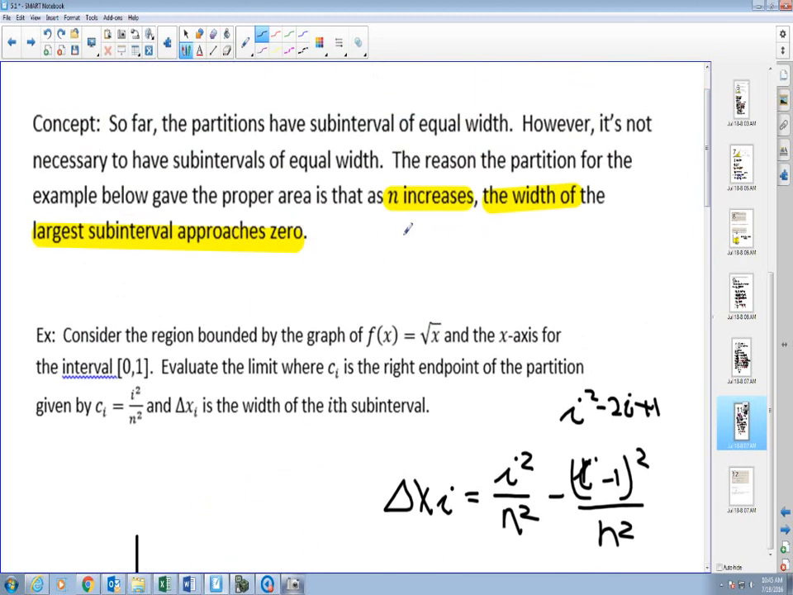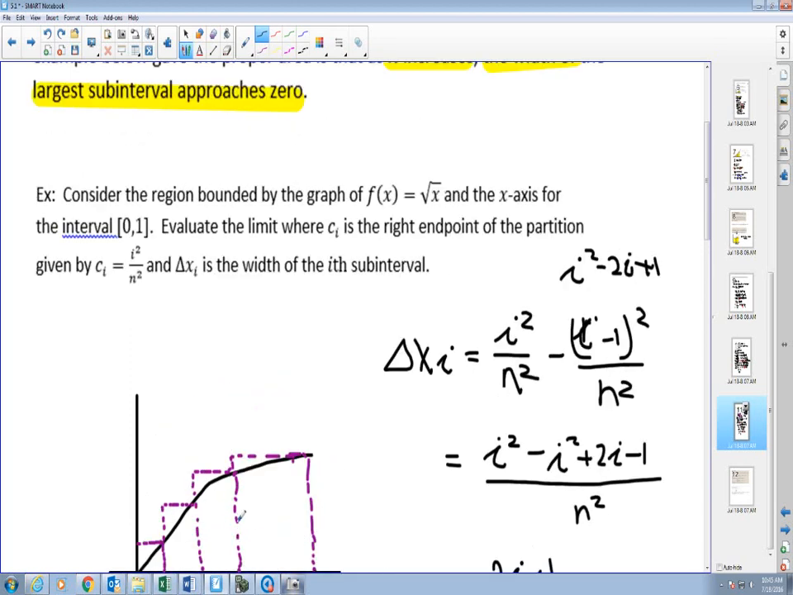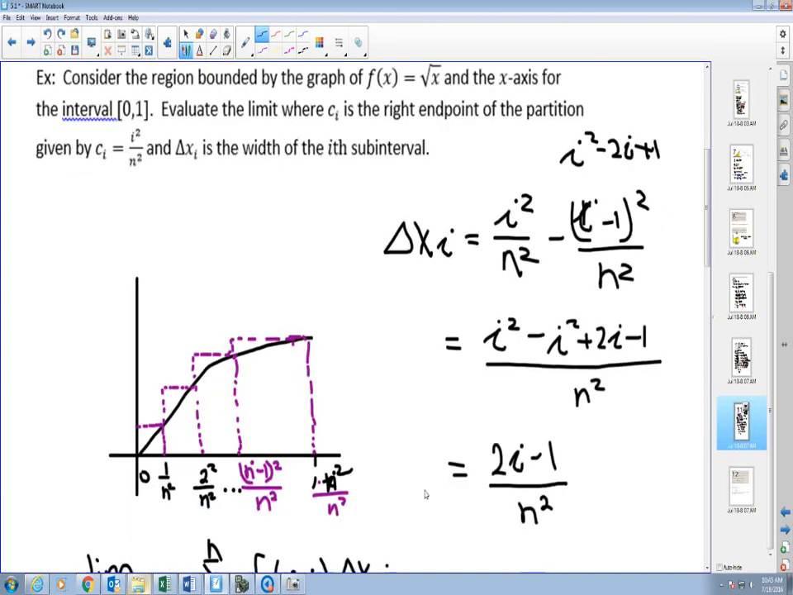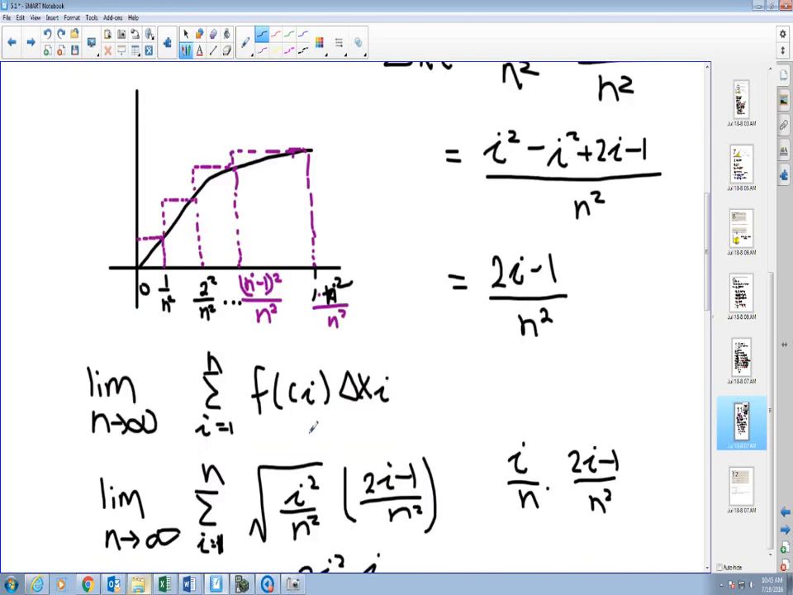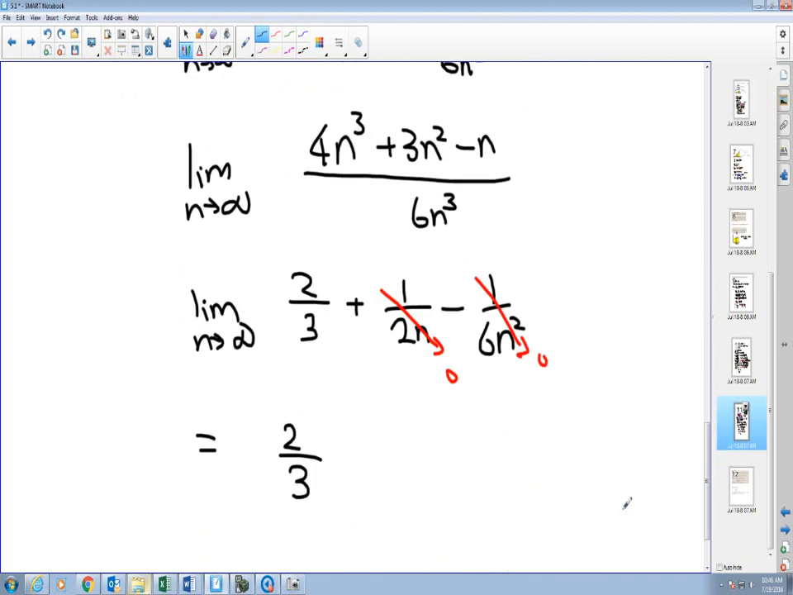So even with unequal width, as n increases, as the number of partitions increases, the width of the largest subinterval will eventually approach zero, because I can only fit so many subintervals in this bounded region. If I have an infinite number of subintervals here, that means the width practically becomes nothing. Therefore, the sum of all my c sub i will eventually lead me to the true area under the curve.